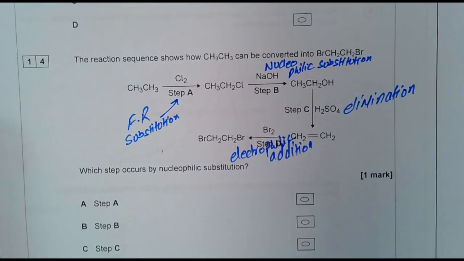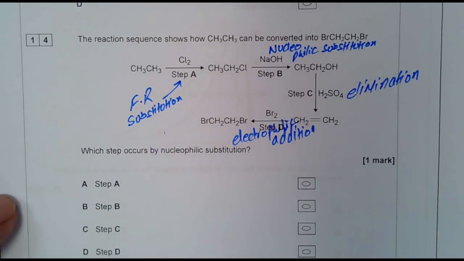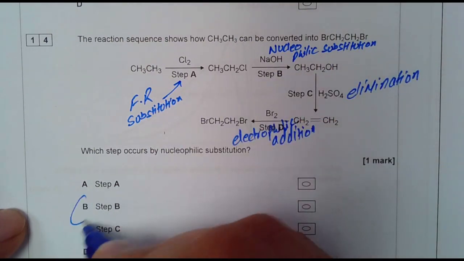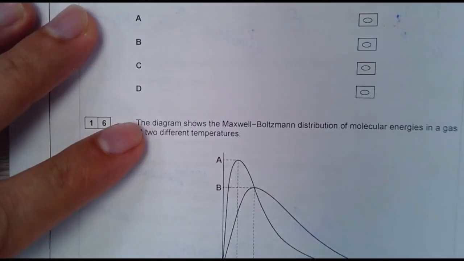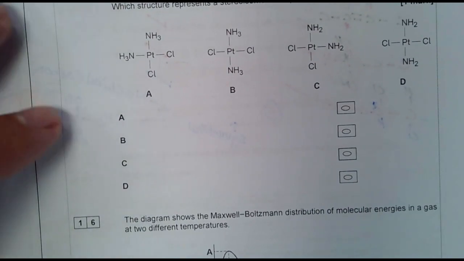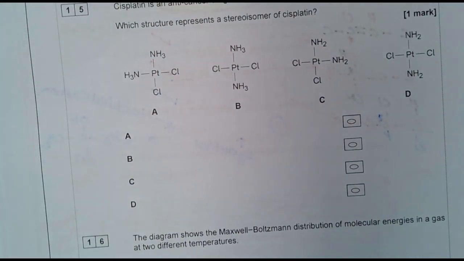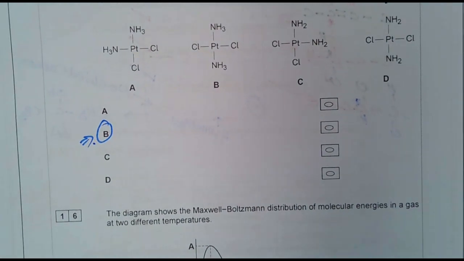Now it says which step occurs by nucleophilic substitution. So I've already worked out the answer because I've already annotated on the diagram. So the answer is B. I'm going to skip question 15 for now because I never had time to look into the book for this question. But the answer is B, okay? I'm just giving you the answer for this question. The answer for this question is B.